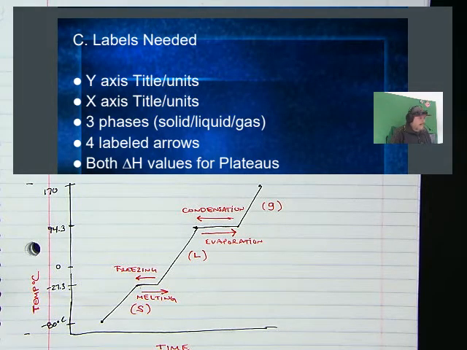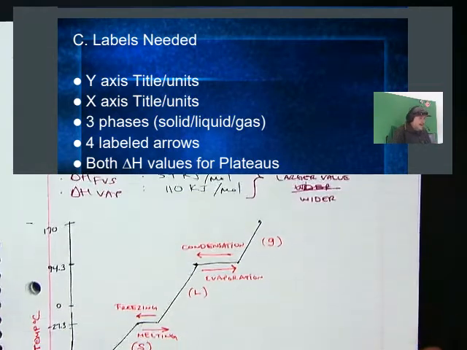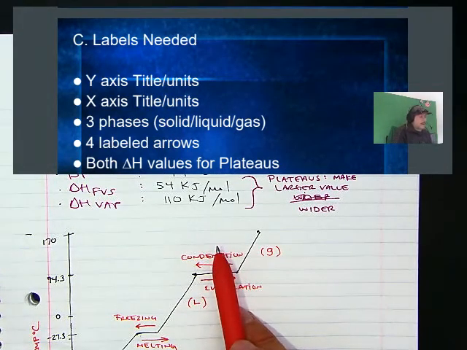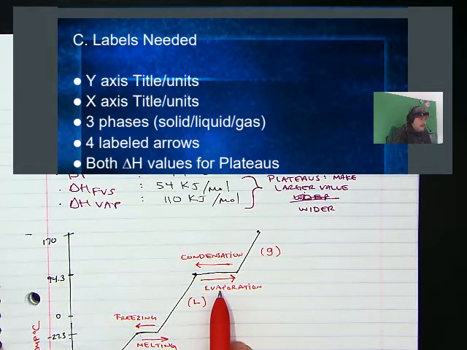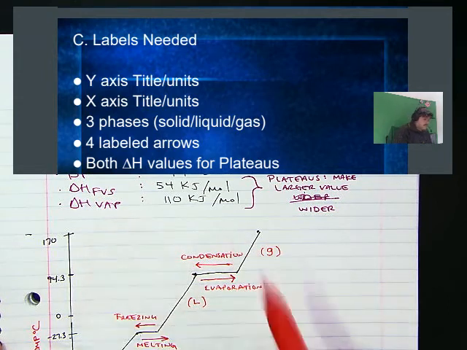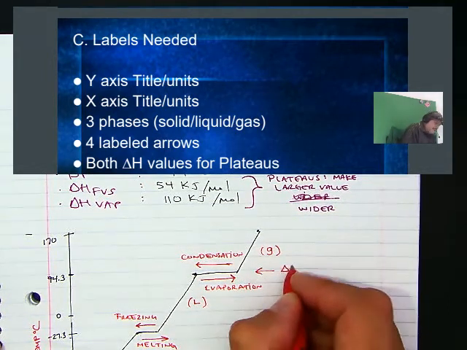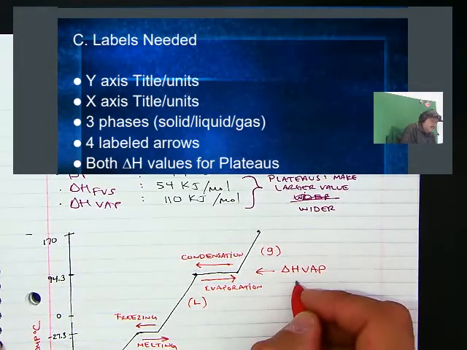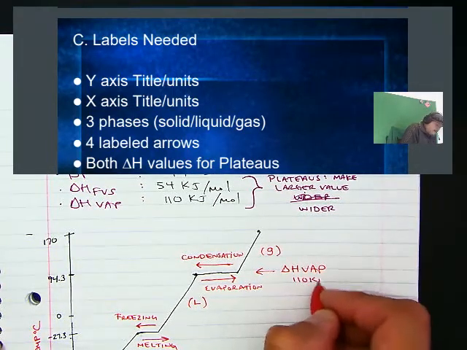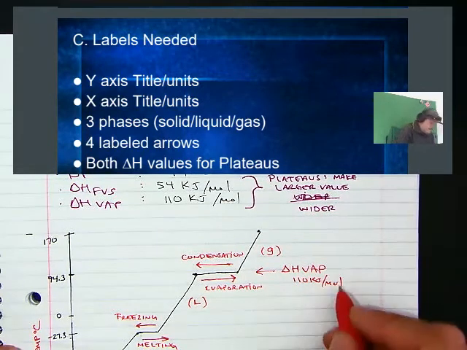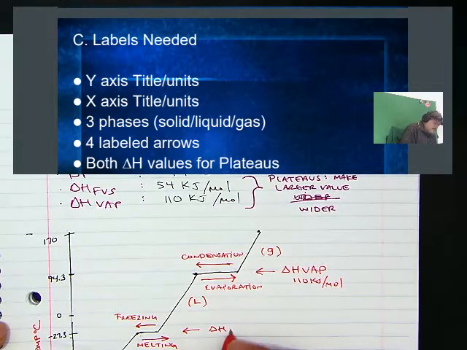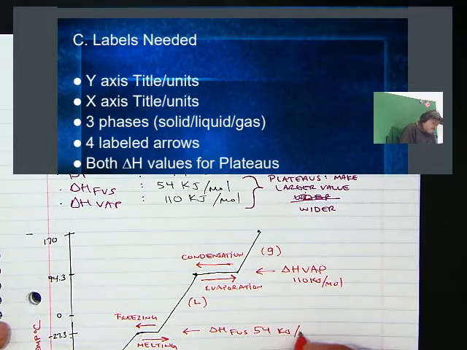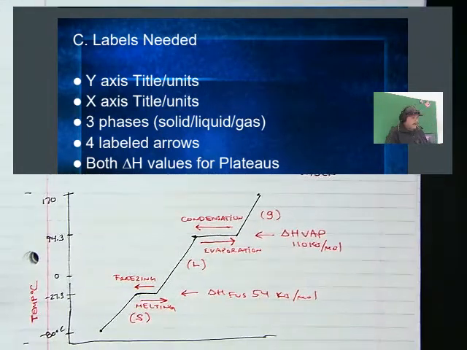And the last thing is the delta H values for the plateaus. I have my 2 plateau values here. Here's the way I remember, because you're going to say, well, which one is which? See vapor right here, VAP. Match it up to the VAP here. So this is the delta H of vaporization. That's that plateau, and you just write the value right under it, 110 kilojoules per mole, just like that. And then that means that this one is the delta H of fusion, and that's at 54 kilojoules per mole. Okay, and now you're completed.